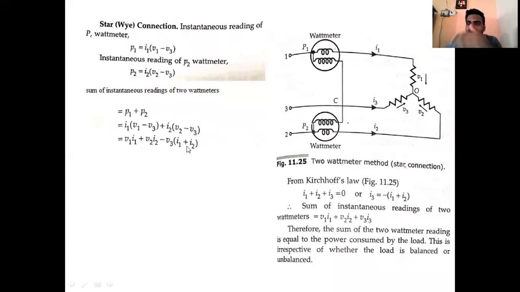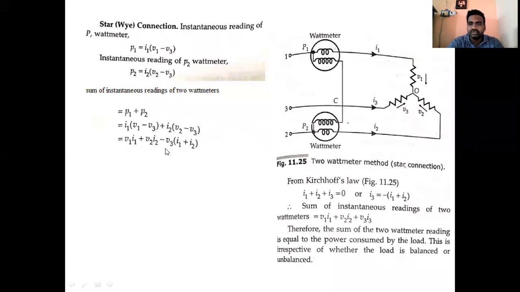If we substitute the terms and analyze them in detail, what is the total instantaneous power reading in these 2 wattmeters? If we substitute the value of I3, which is minus of I1 plus I2, what will be the total expression? V1 I1 plus V2 I2 plus V3 I3.